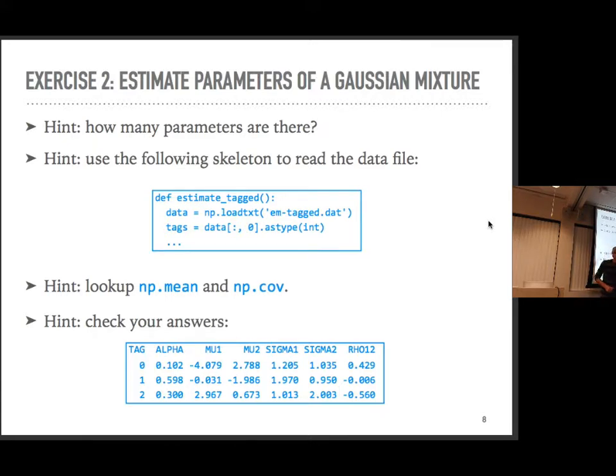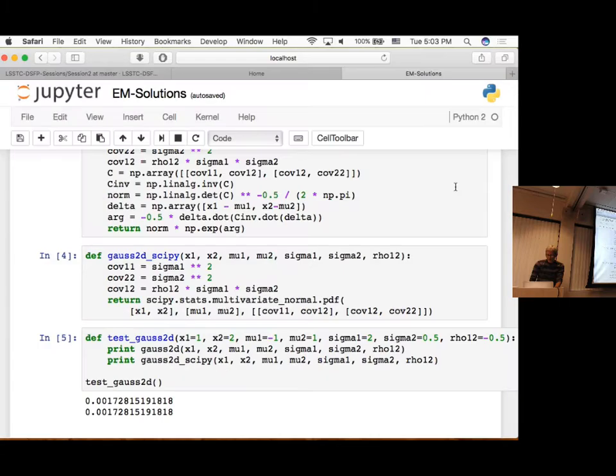Do you want us to do this for every tag, or should we just focus on one tag? Yeah, well, I think you've got the basic idea here. Okay, we're going to move on. I'm going to show you the solution here.